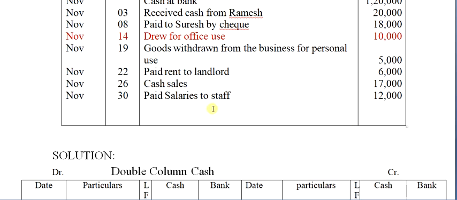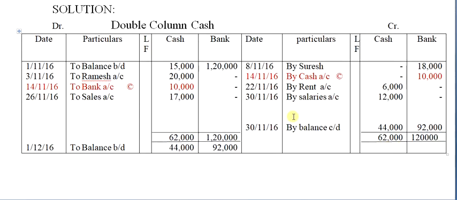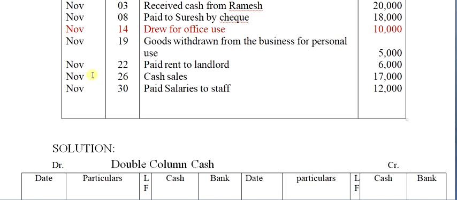Again, next point, what is given? November 22nd, paid rent to landlord, rupees 6,000. When we pay the rent, what happens? Our cash balance reduces. On 22nd 11/2016, by rent account, how much have we considered? 6,000, my dear students.